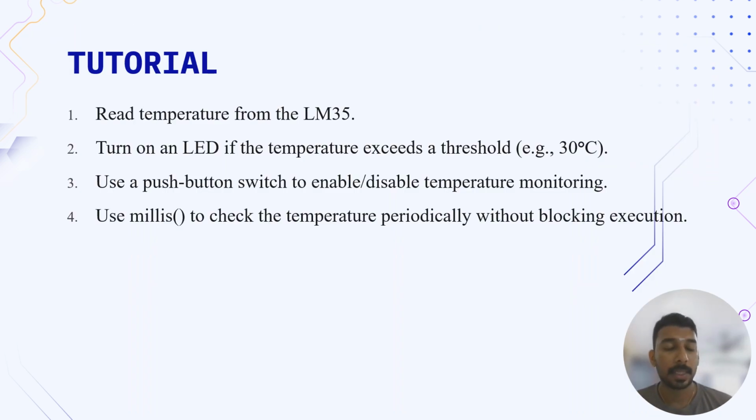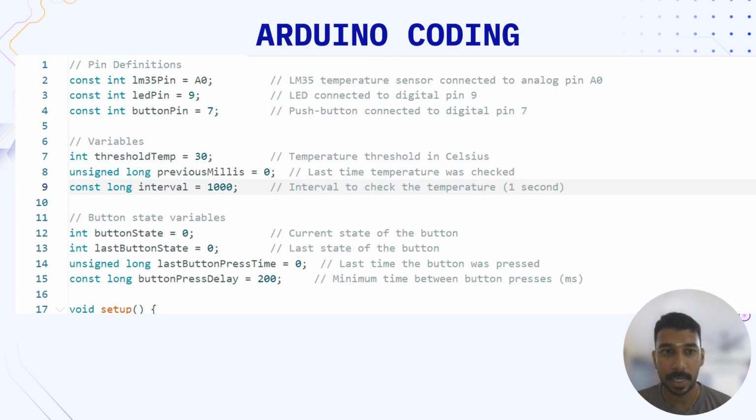Okay, and the exercise on the tutorial is to read the temperature from the LM35, turn on an LED if the temperature exceeds a threshold of 30 degrees, and use a push button switch to enable or disable temperature monitoring, and use millis to check the temperature periodically without blocking execution. So this is the coding for the Arduino.